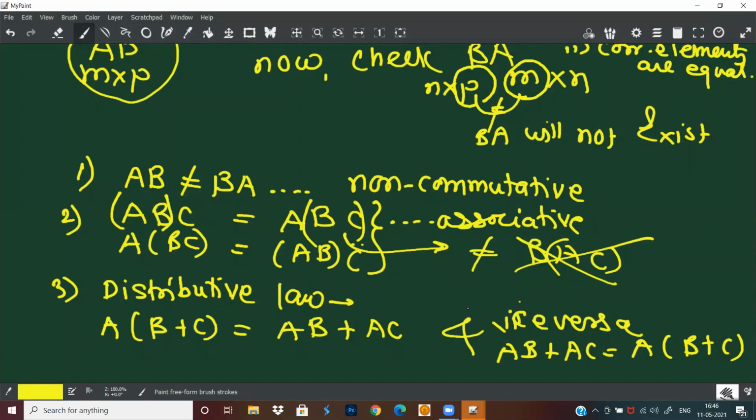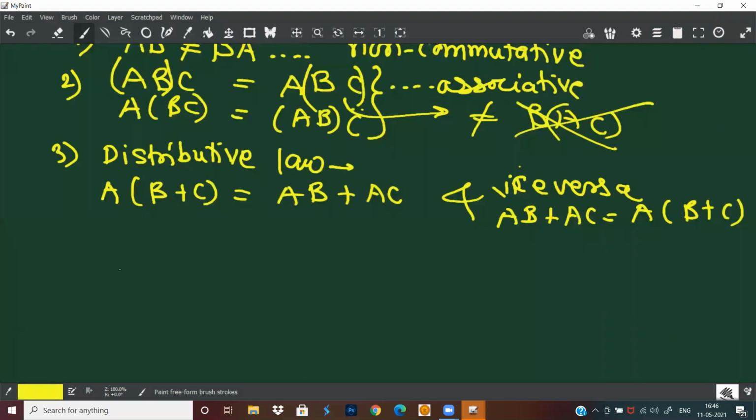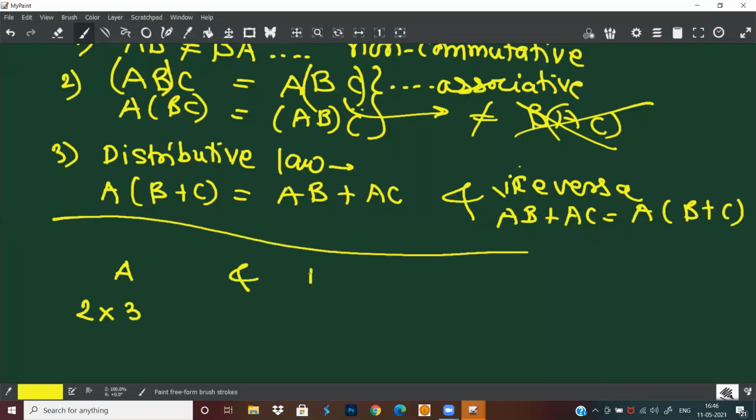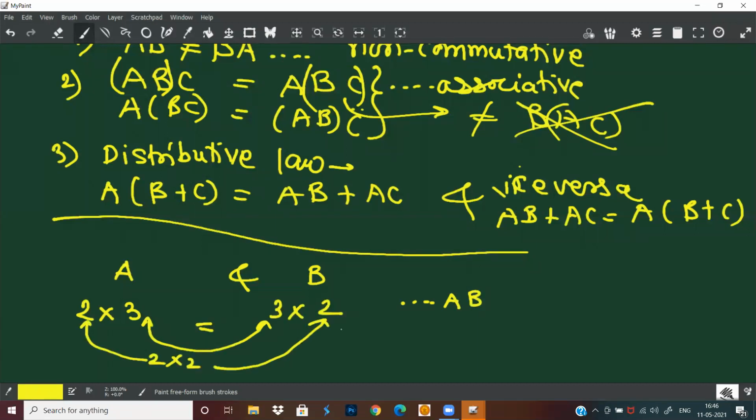Now I will give you an example. Suppose the order of my A is 2 by 3 and the order of B is 3 by 2. Then what will be the order of AB? They are equal, so AB is possible, and the order of AB will be 2 by 2. That means my AB will have 2 rows and 2 columns. Agreed?